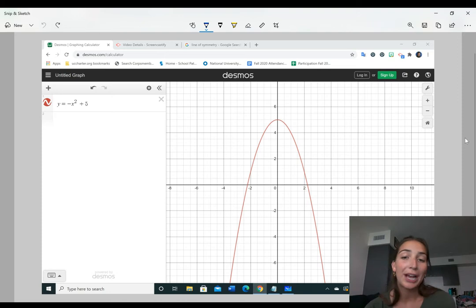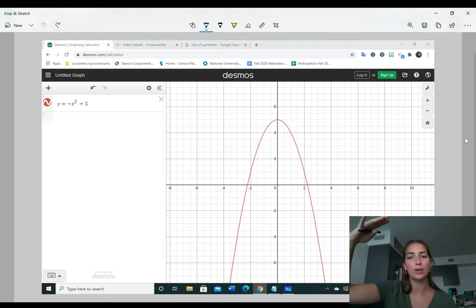So in our last video, we talked about the vertices as being either the maximum, el máximo, or the minimum, el mínimo. The maximum is the greatest, the tallest point of the graph, lo más alto. And the minimum would be the lowest point, lo más bajo, of a graph.